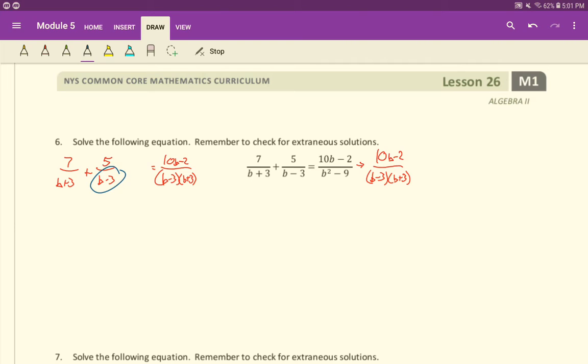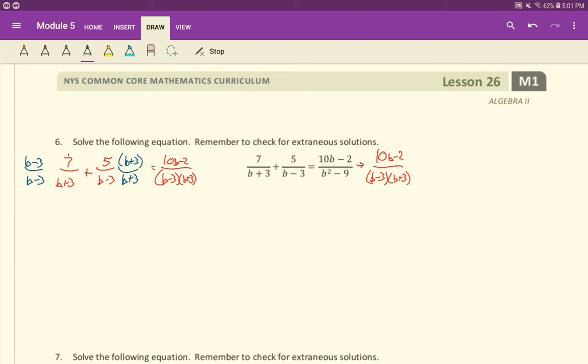But what is this one missing? What factor is it missing? That one is missing the b plus 3, so we need to put one there. So we'll do b plus 3 over b plus 3. And then what is this denominator missing? It's missing this factor. So we'll multiply it by b minus 3 over b minus 3.